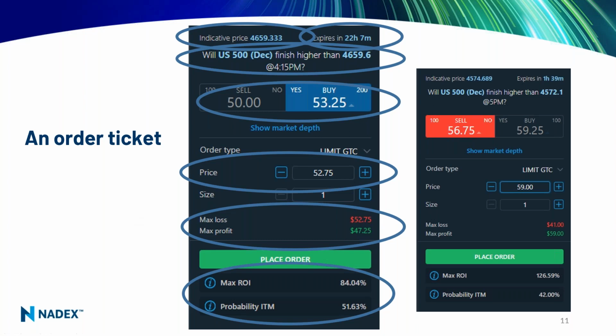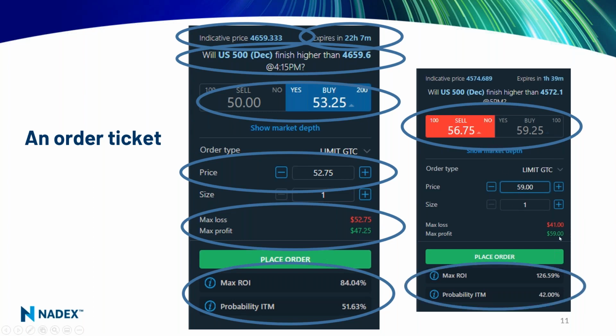Now, here's an example of trying to go short. All right, the same thing is here at the time when I grabbed this example. There was only 1 hour and 39 minutes to go, but the S&P was at 45.74, and will it finish higher than 45.72? So it's already in the money, and I think it's going to keep going lower. I could try to sell one at 59.